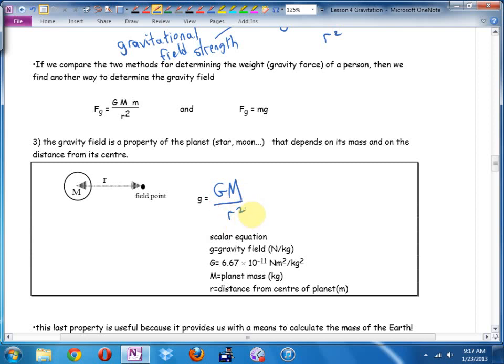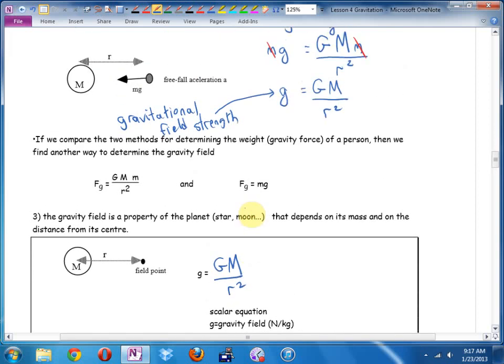This formula is not on your formula sheet, but you will need to know it. Did I just show you how it's actually hidden inside the force of gravity equation with the derivation? That's how you can find it. Okay.